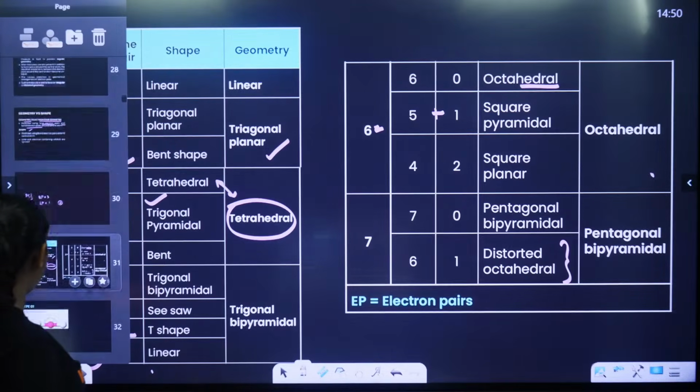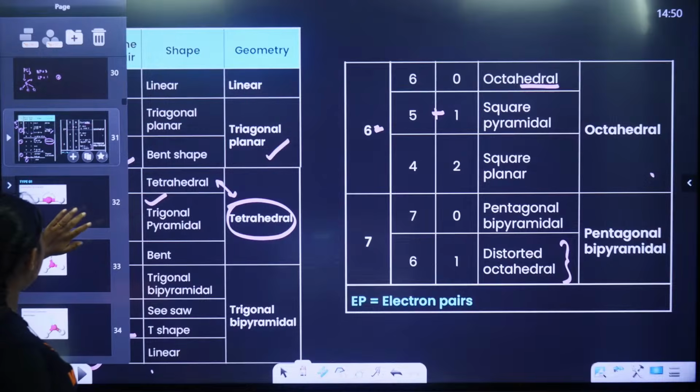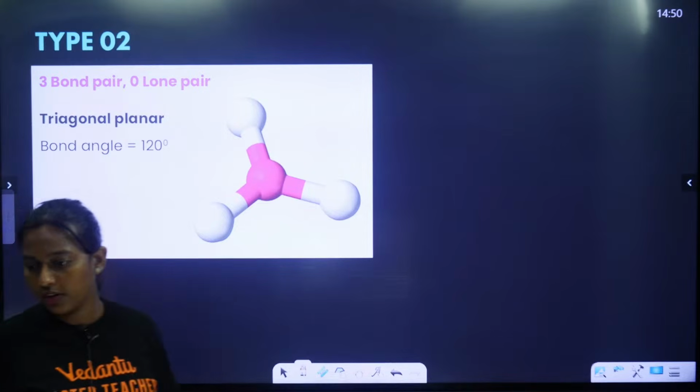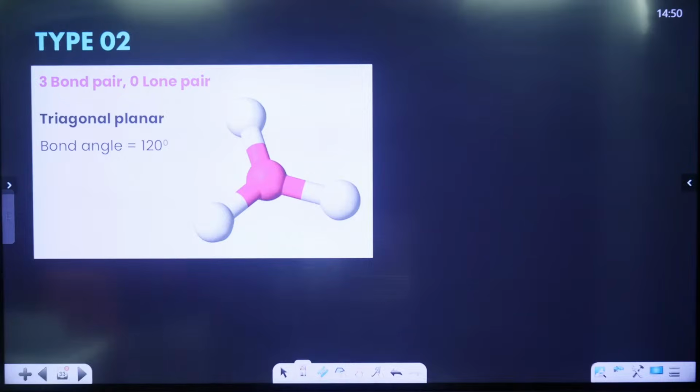So we can do examples of the types. We are drawing the structures of all the molecules.